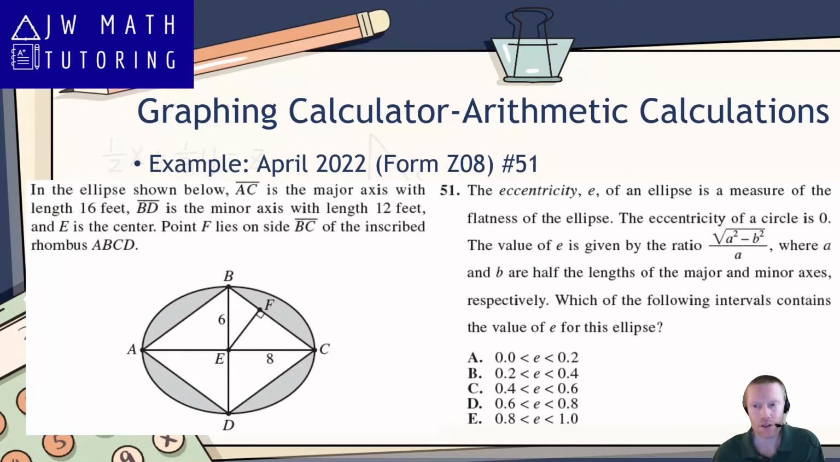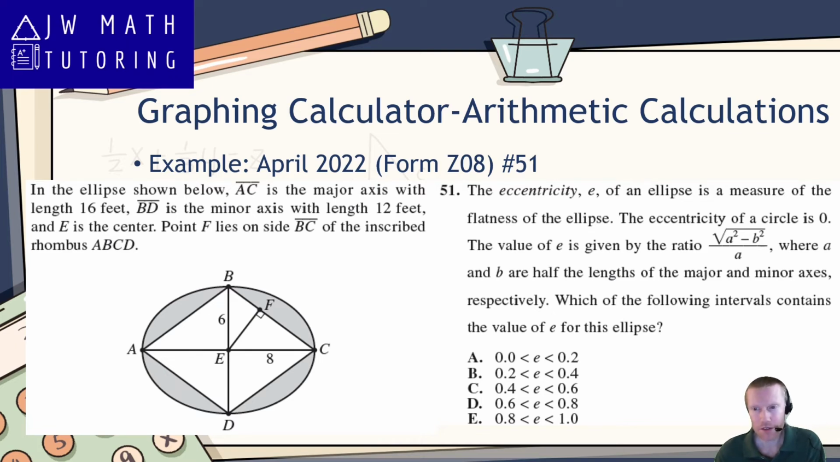So now let's take a look at another example problem. This is from, again, the April 2022 test. It's Form Z08, the international version. It's problem number 51. And you can see on the left side of the screen, basically the description and picture for it. And then on the right side of the screen is the actual problem itself.